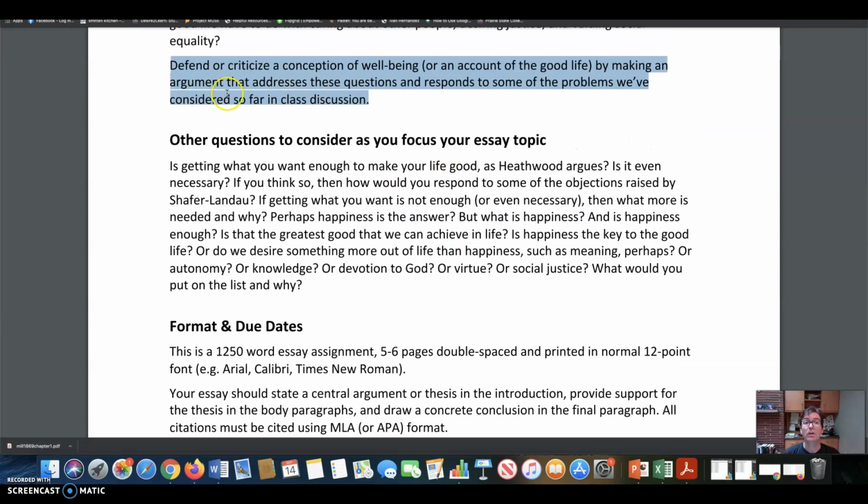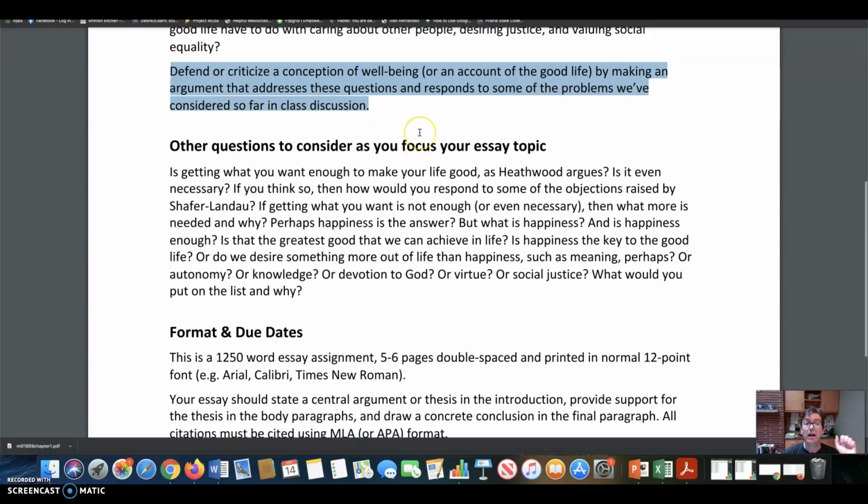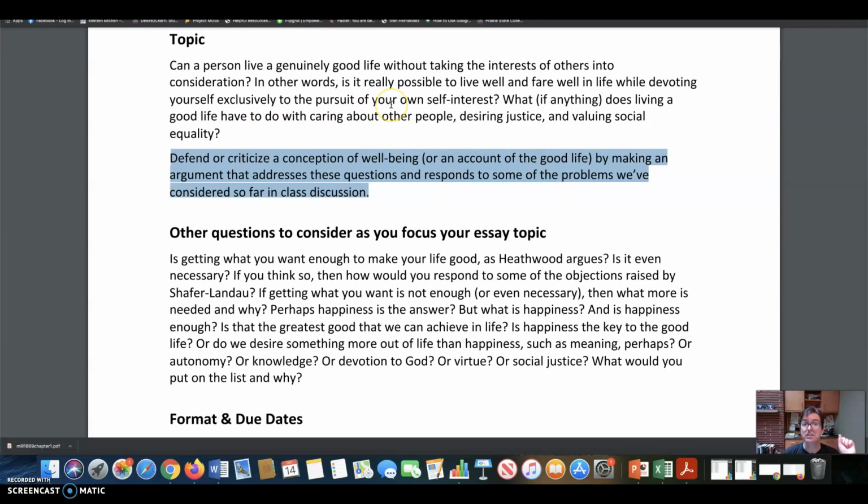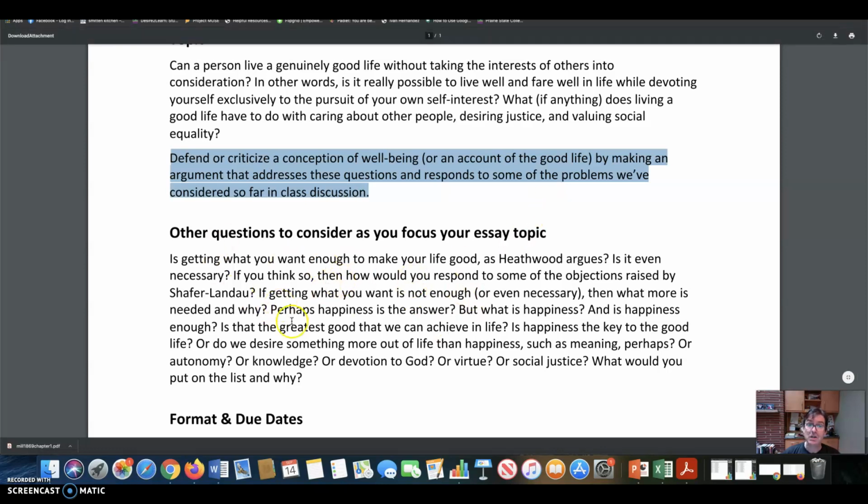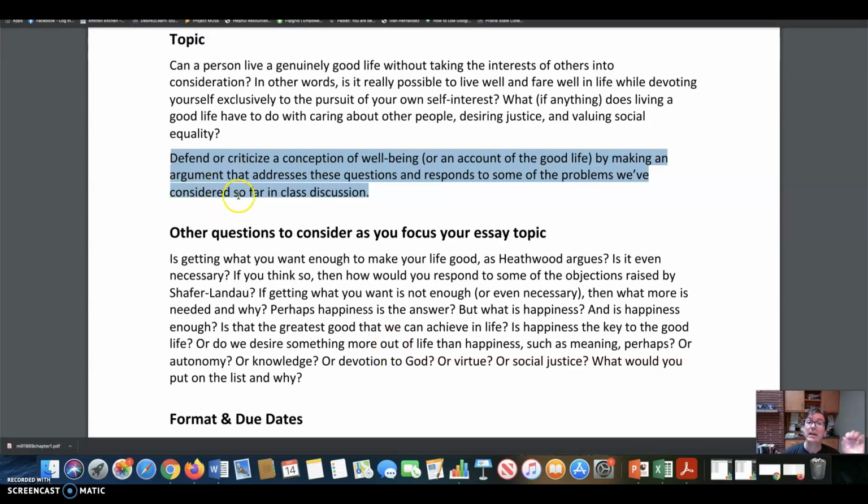Remember, the goal of the essay is just to defend or criticize a conception of the good life that answers some of these questions up here in the topic and responds to some of the problems we've discussed in class. And you have to make reference to things that we've read. So the focus questions below are meant to point in the direction of some of the things we've read. But you have to choose what readings you want to focus on in defending your conception of the good life.